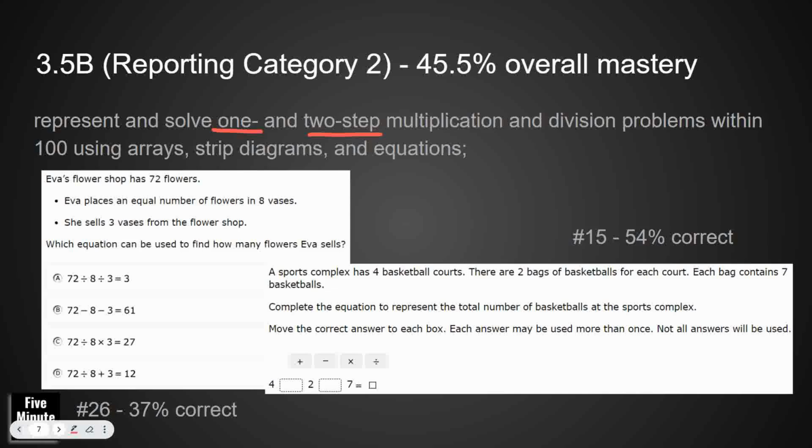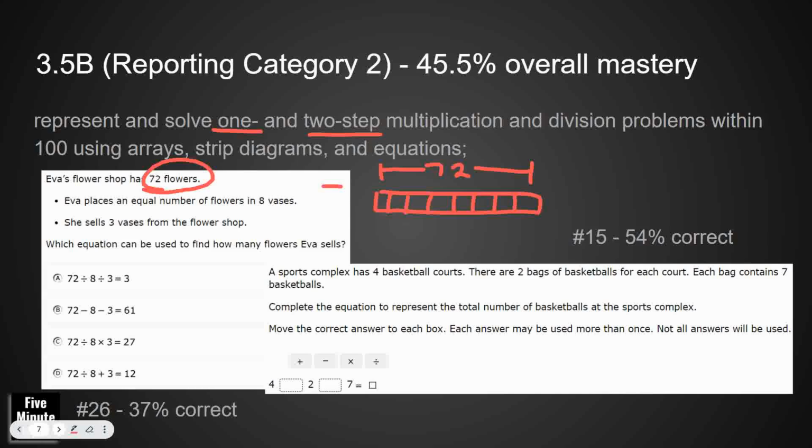So Eva's flower shop had 72 flowers. She's going to place an equal number of flowers into 8 vases. So I'm going to start a strip diagram on this because I would always suggest drawing a strip diagram. So 72 is my total. I've got 8 vases. All right, so I'm just going to draw half, cut each half in half, that's fourths. Cut each fourth in half, that's eighths.